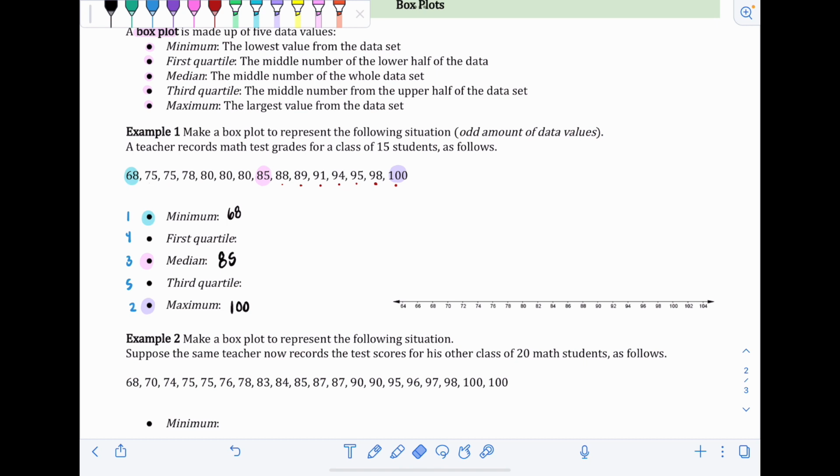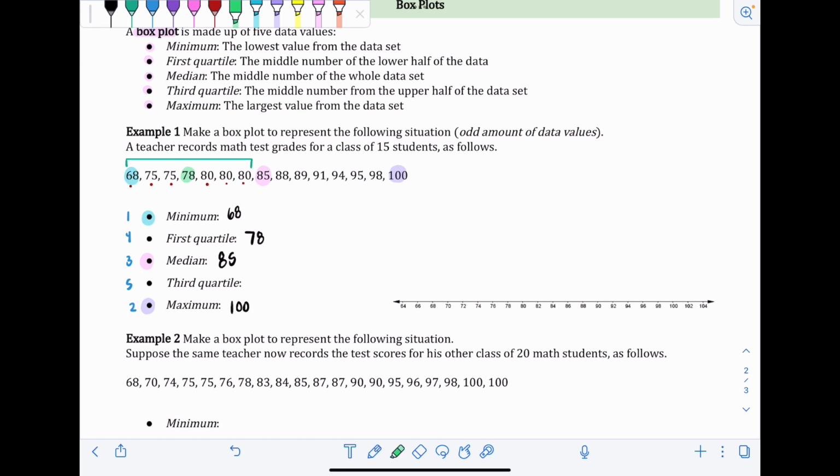So for the first half of the data set, we're looking at everything before the median. So we're looking at just all of these points right here. And then I'll use the same dot strategy. One on the lower end, one on the upper end until I get to the middle, which is right here at 78. So for the first quartile, you're looking at all the numbers before the median, not including the median. So the number in the middle of all those numbers is 78. So my first quartile would be 78.